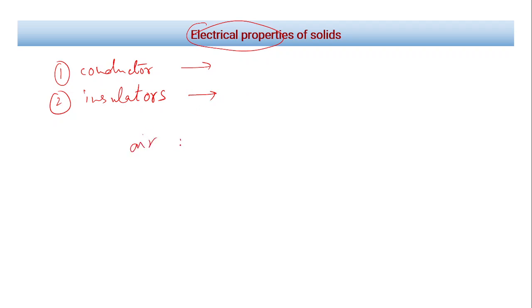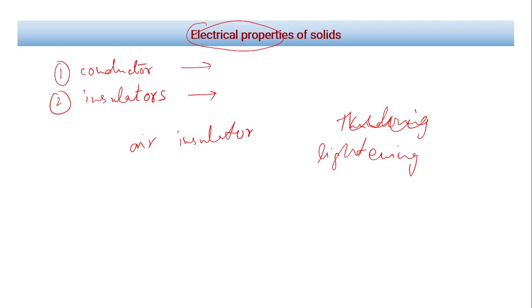We know air is an insulator, right? But when we see the sky, a thunderstorm, and there is lightning. Sorry, not thundering, we call it lightning, right? So what happens is, so much voltage builds up around the air that ultimately air starts conducting, and that's why we see that lightning.